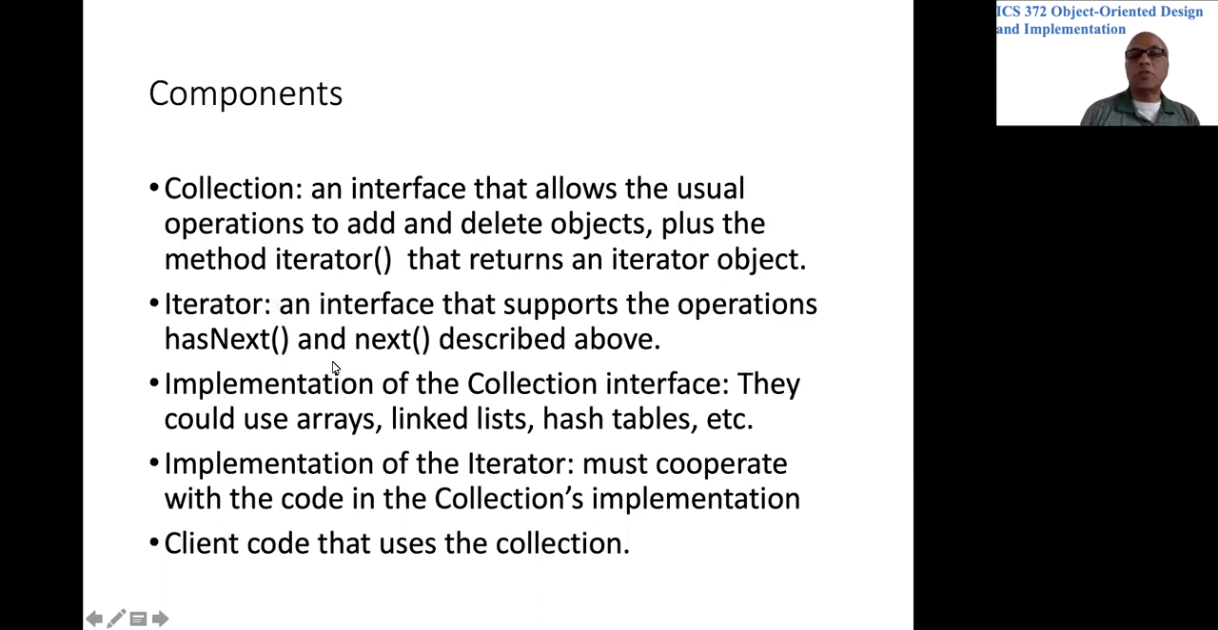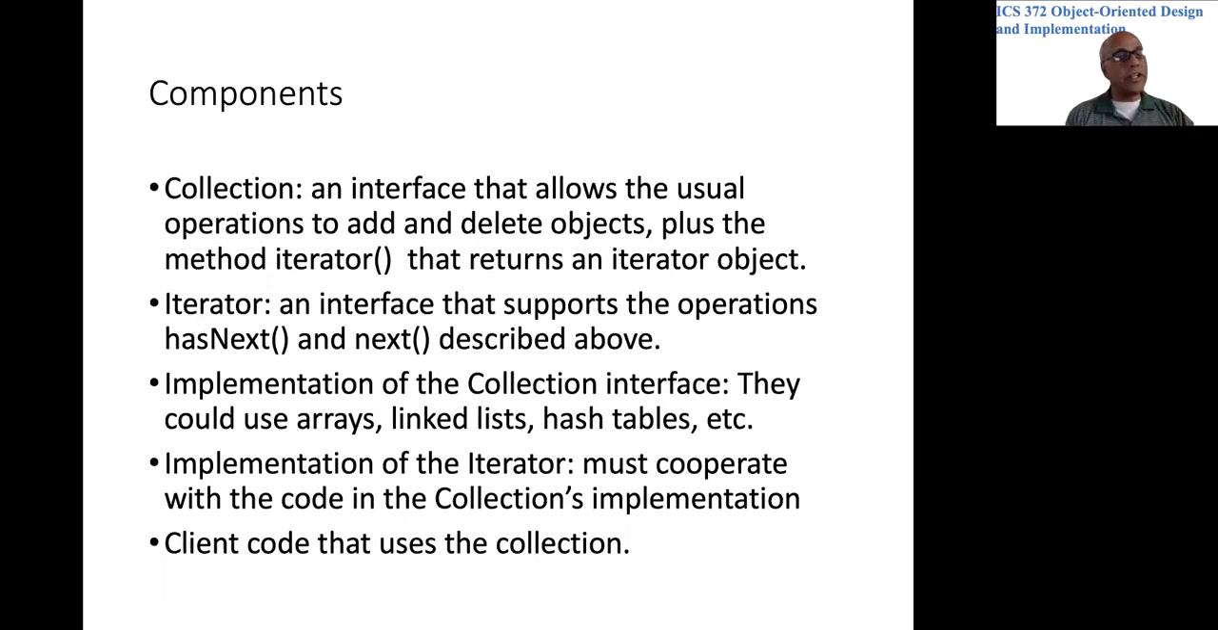So two common methods found in iterator are hasNext and next. We will see the details of this later. The collection has the method iterator that returns the iterator object, and the iterator object has hasNext and next. So these two are part of the iterator design pattern.